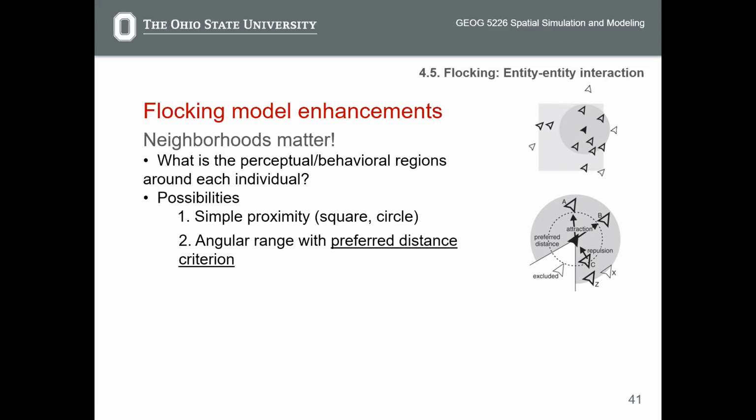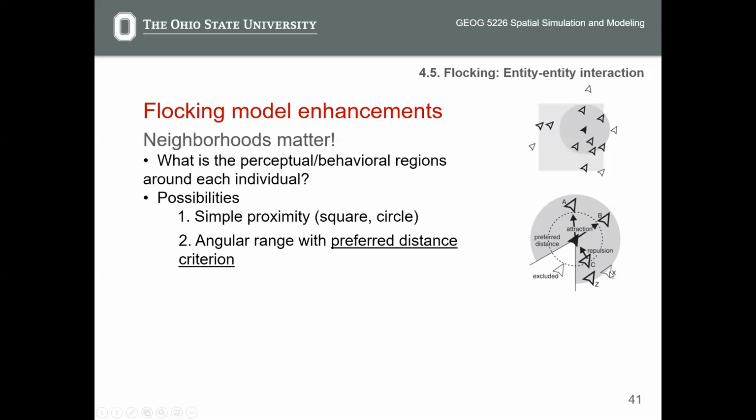For example, angular range with preferred distance criterion, right? Here we still have the bird of interest, and a cone in front of it with a specific range of angle is considered the neighborhood. The gray area is the neighborhood of this bird. So birds A, B, 3, and Z are all considered neighbors of this bird of interest. But bird X is not a neighbor, because it is outside of this gray area. Although it's within this range of angle, it's just too far away from this bird of interest.